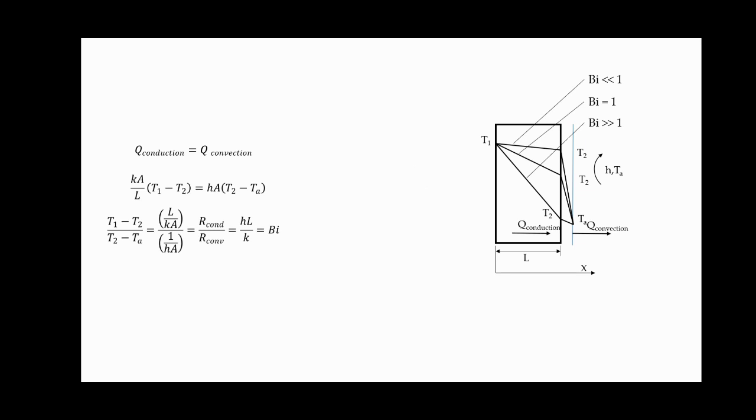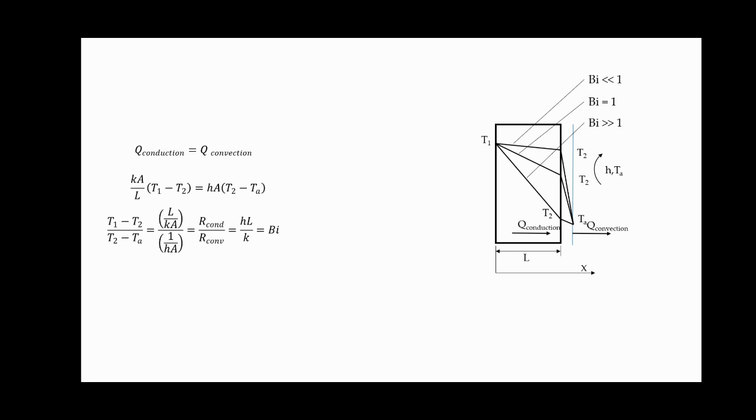In the case when Biot number is very much lesser than 1, the temperature difference across the slab, or the temperature drop across the solid, is very small, and this can be considered as a uniform temperature within the solid. But in the case of Biot number equal to 1 as well as greater than 1, the temperature profiles are not uniform and they are varying linearly inside the solid.